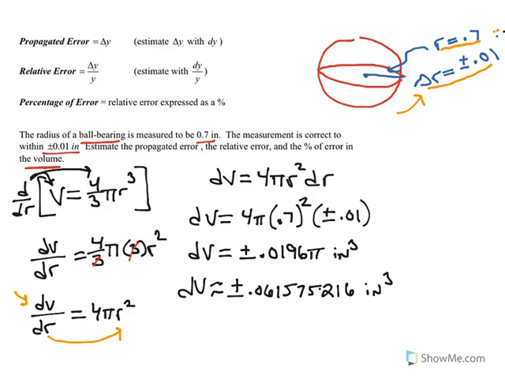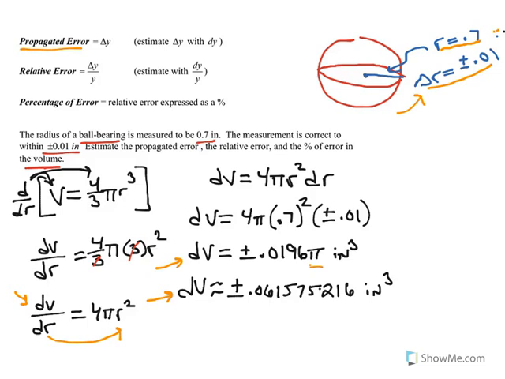So we found the change in the volume by using our differential. And if you multiply the pi in, then this would be the decimal approximation. So our volume is going to change by approximately plus or minus 0.0615 cubic inches. They call this the propagated error, just the amount of error.